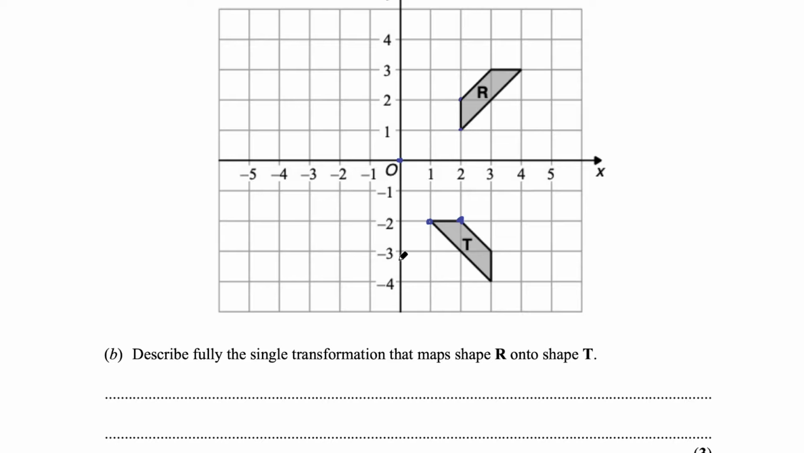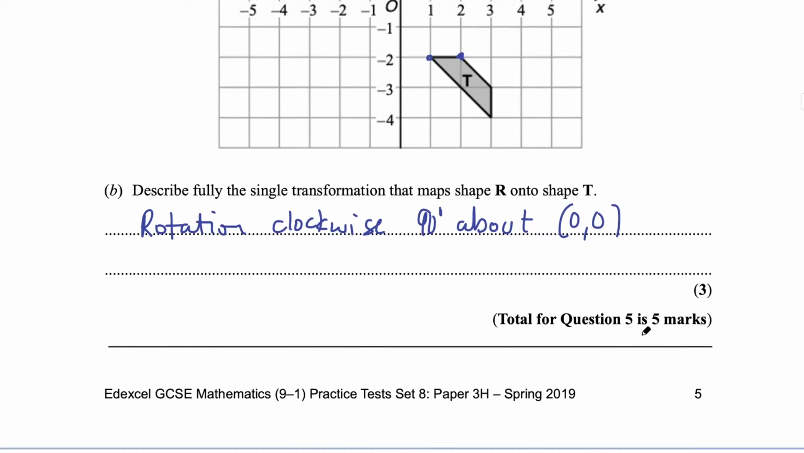A few different strategies to do these types of questions, but my final answer there is going to be rotation. So it's either clockwise or anti-clockwise. You could also say anti-clockwise 270 degrees, but clockwise is what I'm saying. Clockwise 90 degrees about 0, 0. Okay, so you need those 3 or 4 details. You need rotation, the direction clockwise, you need how far it's been rotated, and you need the center of rotation. That's question 5 for 5 marks.